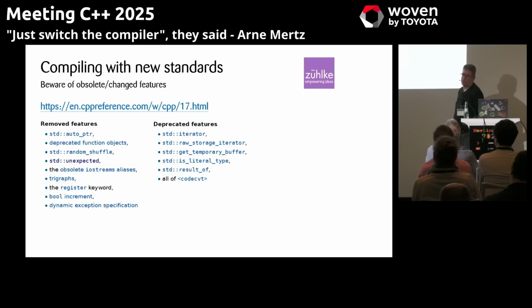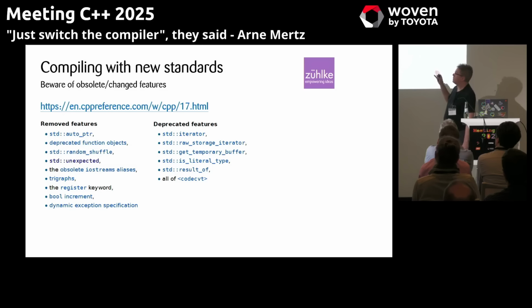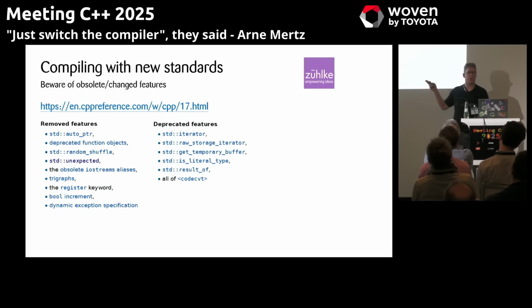Compiling with a newer standard. So my first advice would be, when you switch to a new compiler, even if you want to get to that new standard, first compile with the old standard, because you already have enough on your hands to actually make it work. With the new standards, you have different things, especially C++17 introduced and deprecated and removed quite a few things.